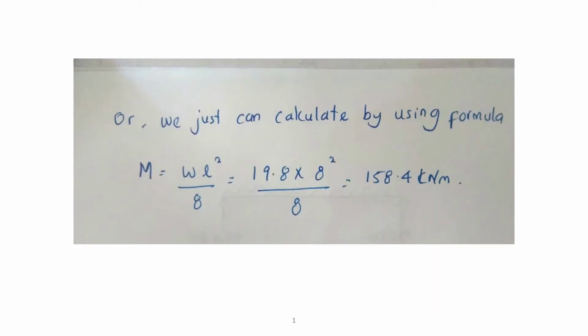Or, we can also calculate by using another way. As you can see here, we can also use the formula M equal to WL squared over 8. We still get the same answer as previously, which is 158.4 kNm. However, bear in mind that this formula is only applicable if a simply supported beam is being designed, and when only a uniformly distributed load is being applied.